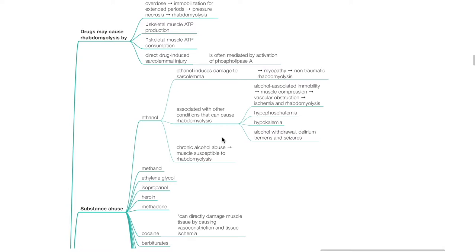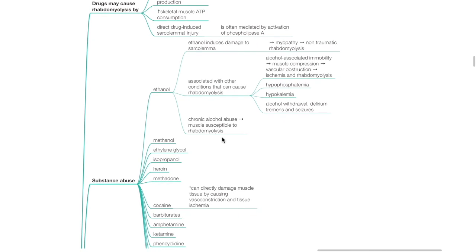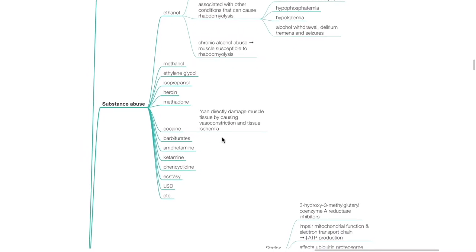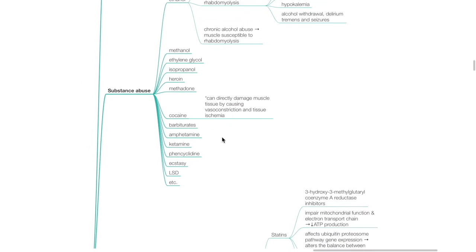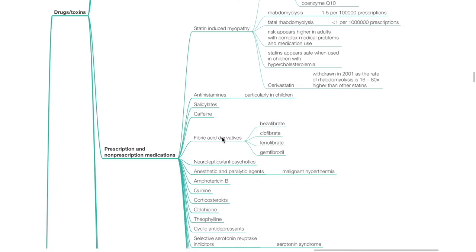Hypophosphatemia, hypokalemia, alcohol withdrawal, delirium tremens, and seizures are associated with rhabdomyolysis. Chronic alcohol abuse causes muscles to be susceptible to rhabdomyolysis. With regards to cocaine, cocaine can directly damage muscle tissue by causing vasoconstriction and tissue ischemia. Several medications can cause rhabdomyolysis.